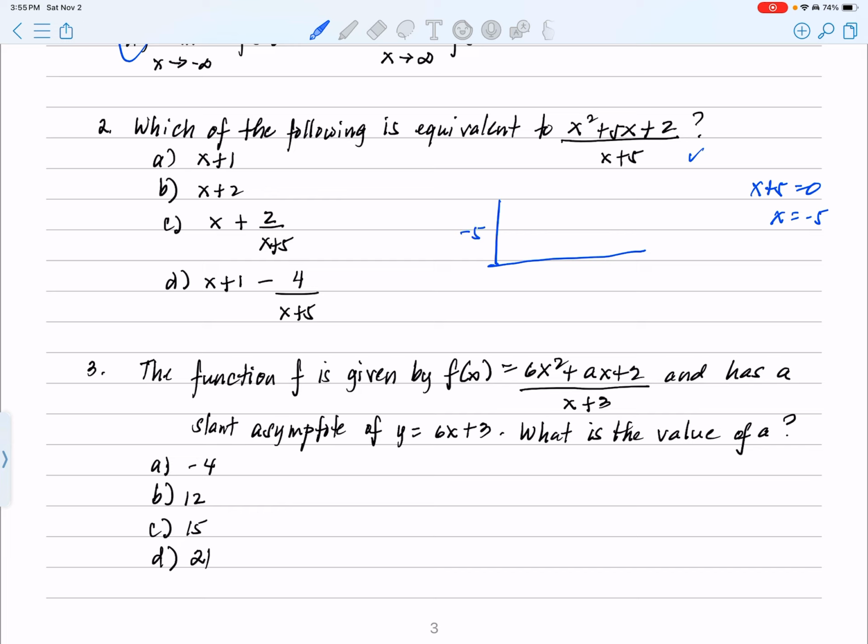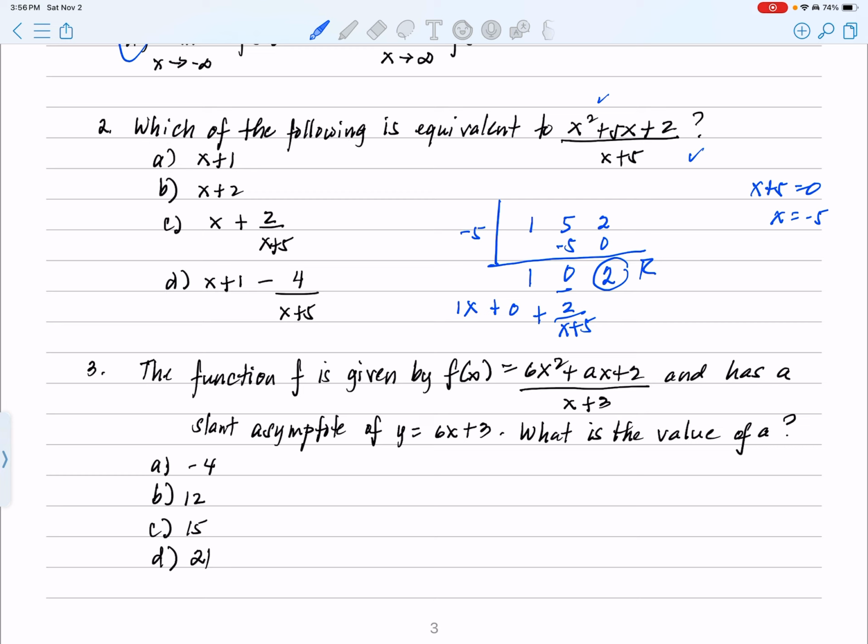It is in order, so our coefficients are 1, 5, and 2. Bring down 1. 1 times negative 5 is negative 5. 5 plus negative 5 is 0. 0 times negative 5 is 0. 2 plus 0 is 2. So this is one degree lower than the original, so it should be 1x. The next term is 0. This is the remainder, so it should be plus 2 over x plus 5.